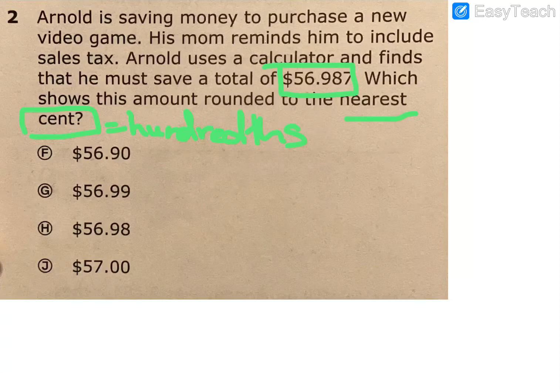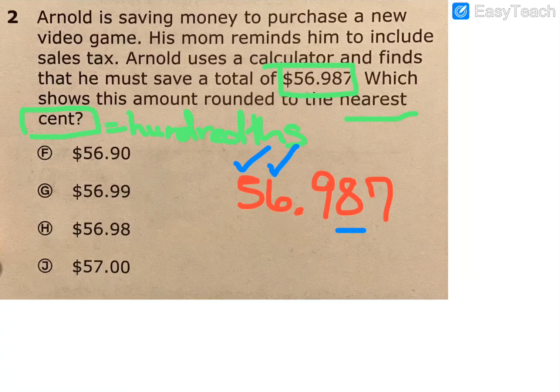So we're going to take $56.98 with that 7, right? We want to round it to the nearest hundredths. So our hundredths place would be here, because our 5 is in the tens, and our 6 is in the ones, and our 9 is in the tenths, our 8 is in the, you got it, it's the hundredths, and the 7 is in the thousandths.